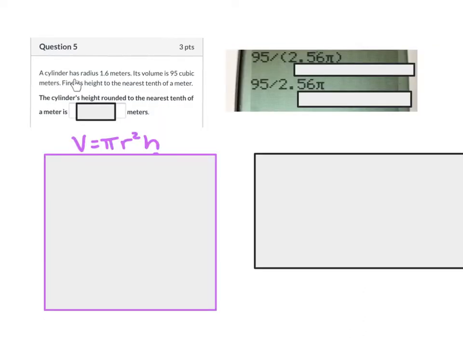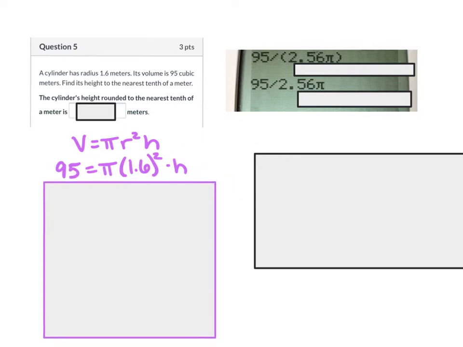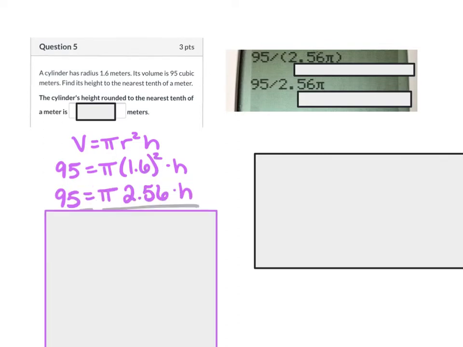Here it says a cylinder has a radius of 1.6 meters and its volume is 95 cubic meters. We need to find its height. So first I started with my equation and I substituted the volume and the radius. And the first thing I'm going to do is square this here. And 1.6 squared creates 2.56 times pi times h.